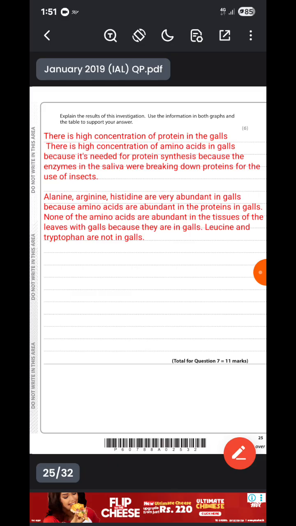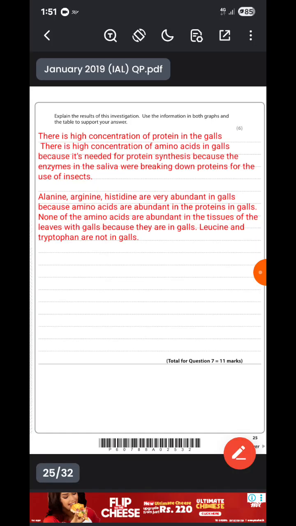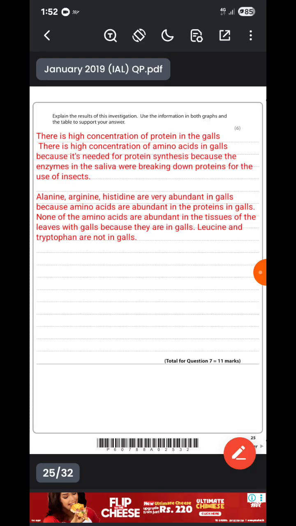Then there is high concentration of amino acids in galls because it's needed for protein synthesis, because the enzymes in saliva were breaking down proteins for the use of insects. Then that's about the graph. Then alanine, arginine, histidine are very abundant in galls because amino acids are abundant in proteins in galls. None of the amino acids are abundant in the tissues of leaves with galls because they are in galls. Leucine and tryptophan are not in galls.